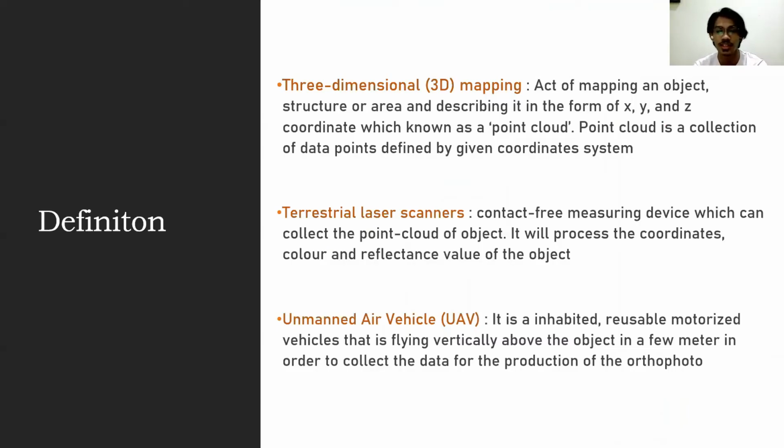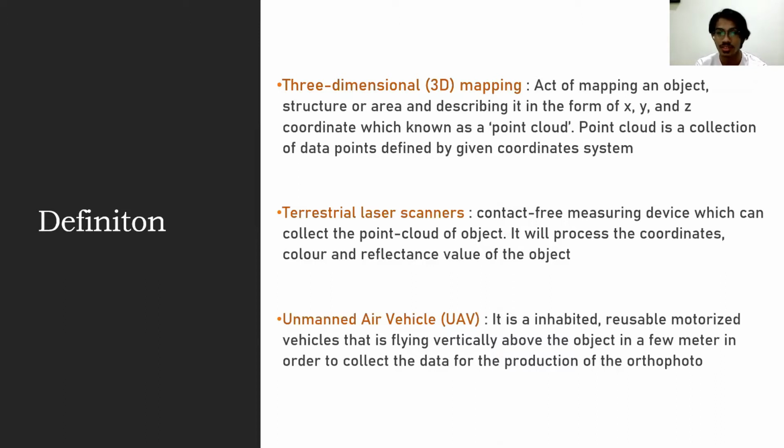Also in this project, there are some definitions that need to be discussed, the first one being three-dimensional mapping, or commonly used 3D mapping. So 3D mapping is the act of mapping an object, structure or area and describing it in the form of X, Y and Z coordinates, which is also known as a point cloud. So this point cloud is a collection of data points defined by the given coordinate system.